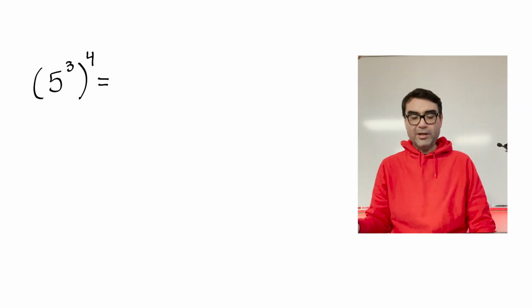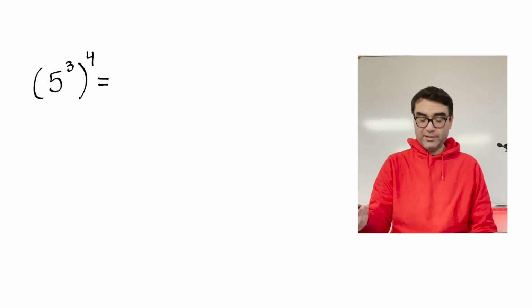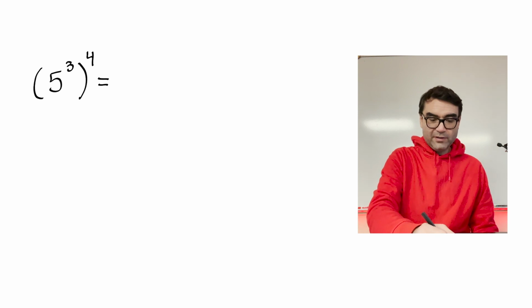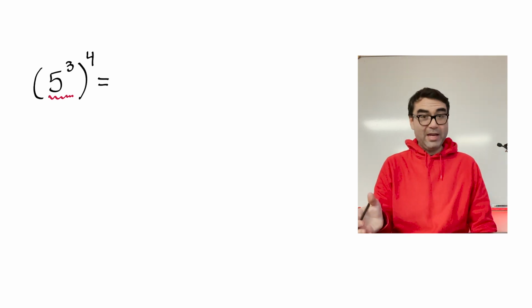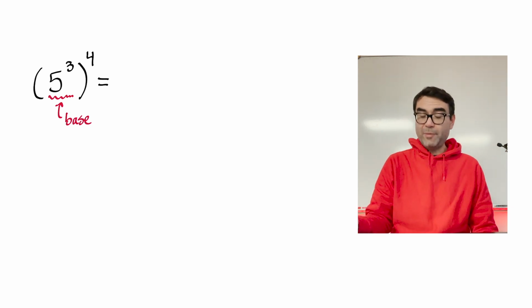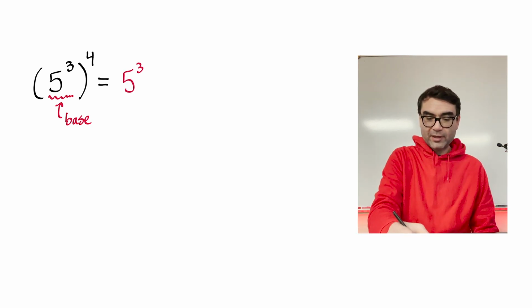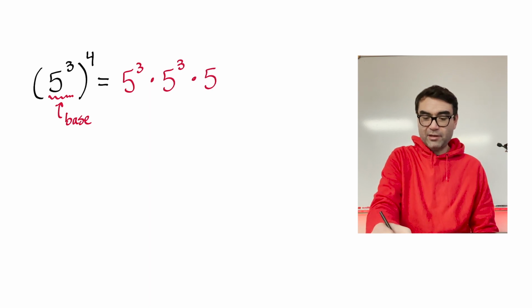Don't overthink this too much. Anything to the fourth power just means a product of 4 of those factors. So if 5 to the third power is my base, right? This is the base of my power. Then I'm raising that to the fourth power. I have a product of 4 of those bases. So this actually would become 5 to the third power times 5 to the third power times 5 to the third power times 5 to the third power.